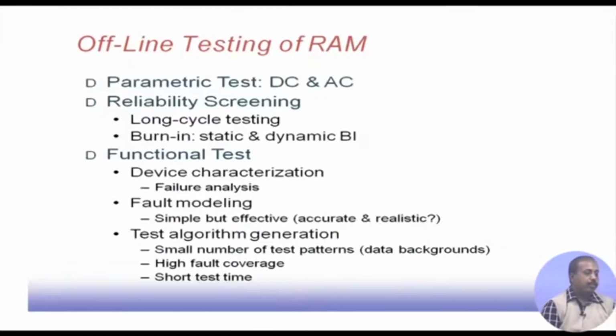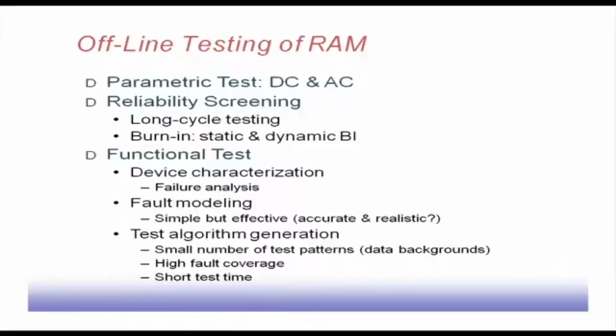Offline testing of RAM is done in this way: parametric testing, the DC and AC. We can measure some of the voltage values and some of the current values, so that way we can do some parametric testing of these various points. Then it goes into reliability screening, which is another offline testing. Then long cycle testing: we make a large number of read and write operations and see whether the values have been written properly or read properly.